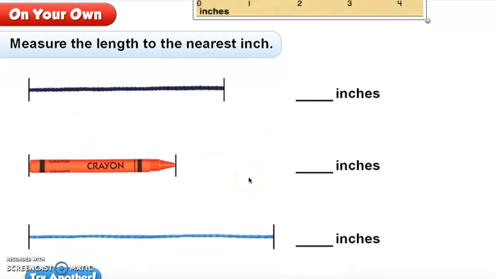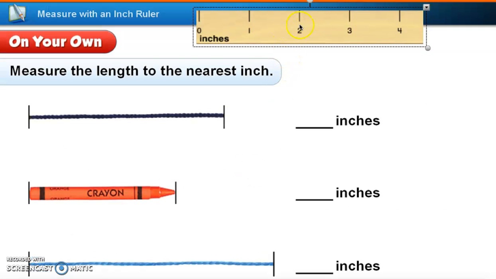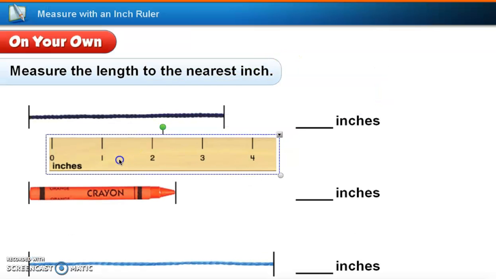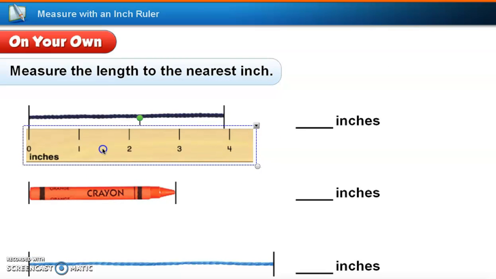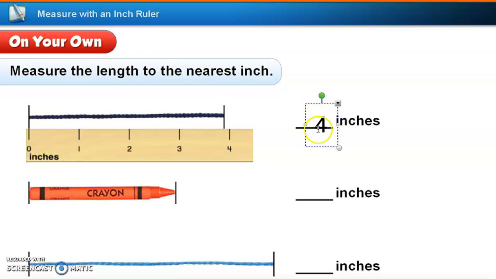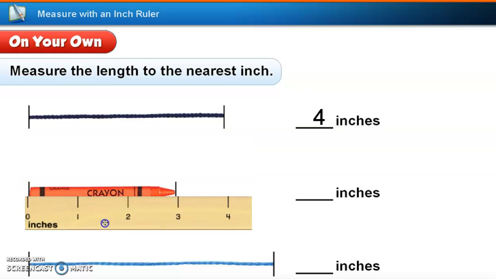So it says measure the length to the nearest inch. So we're going to do the same kind of thing. So we're going to use our inch ruler, and I'm going to measure the length of each string. So this one looks like it stops just before the 4-inch mark on the ruler. So we can say that this string is about 4 inches long. Okay?